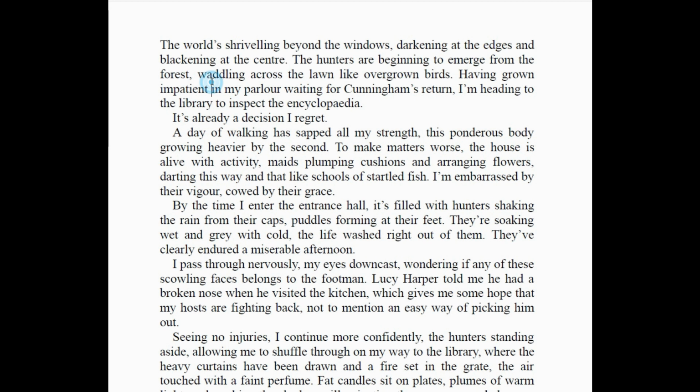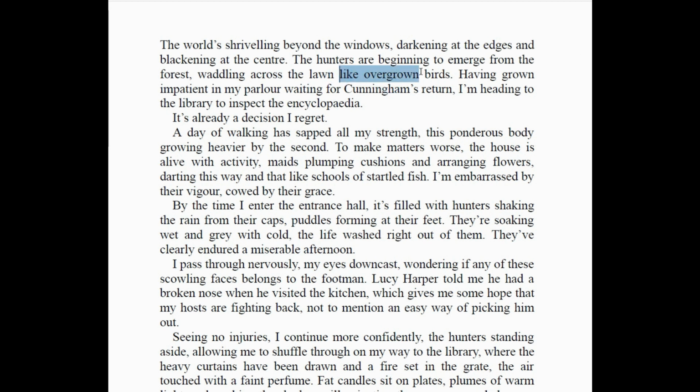Then we've got a comma, and again we've got a participle, and I see participles very quickly because I look for that ing ending, which they very often have. But please remember that, yeah, finite verbs very often end in ing for present continuous or past continuous or present perfect continuous. And so gerunds also end with an ing. And so be aware that it's not just participles that end in an ing, but this one is a participle ending in an ing, and it's because it's describing the hunters. What were the hunters doing? They were waddling across the lawn like overgrown birds.